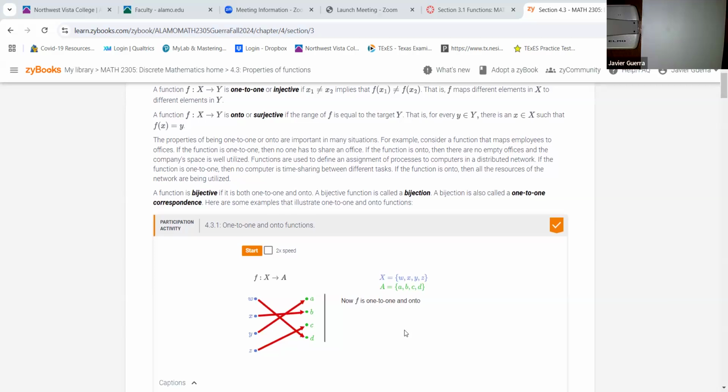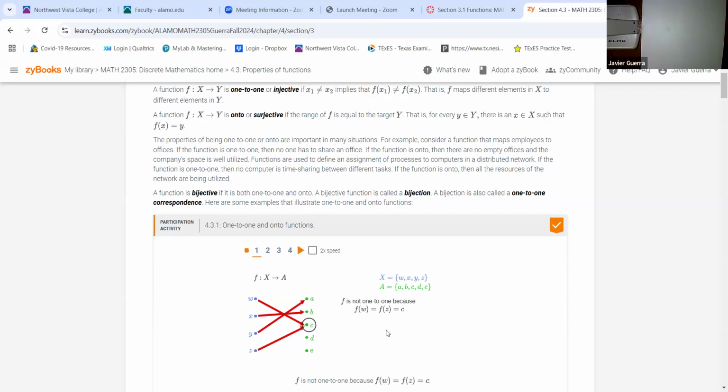So here's an activity below. Let's start it up. I have a function with domain X, which has elements W, X, Y, Z. I have my target A, which contains the elements A, B, C, D, E. As you notice, W, X, Y, Z are all being mapped. They're all utilized. So it is one-to-one.